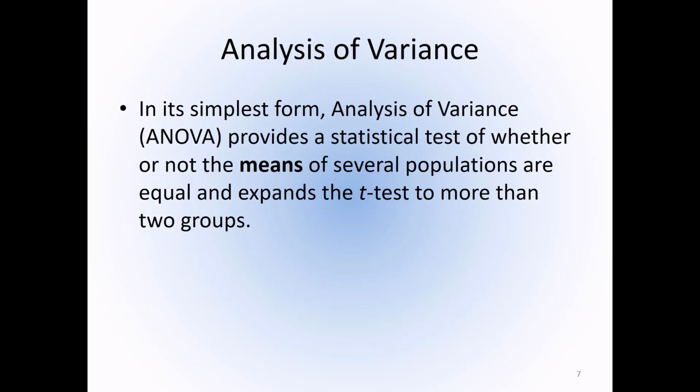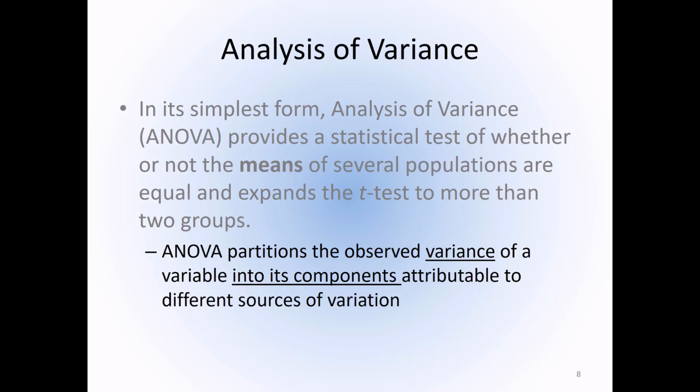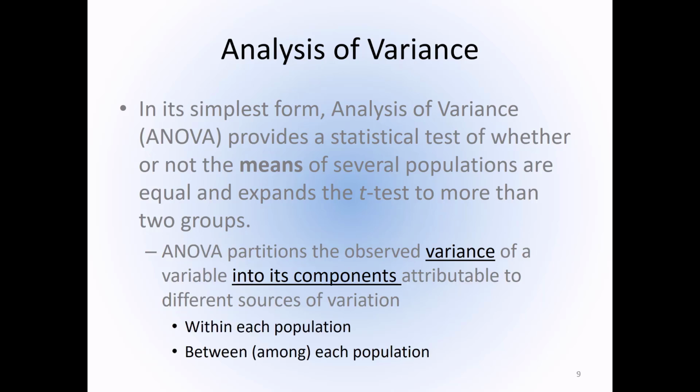So in its simplest form, analysis of variance is going to test if means of different populations are equal or not. And so this is going to expand our t-test to more than two different populations. And to do this, ANOVA is going to partition the variance of these populations into their respective components. And it's going to do so by looking at the difference in the populations across one another, as well as the populations regarding the samples within each of those populations. And we'll clarify this as we move forward to make sure everybody's on the same page.